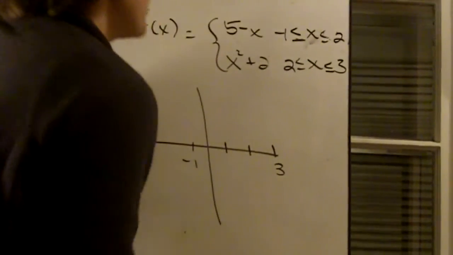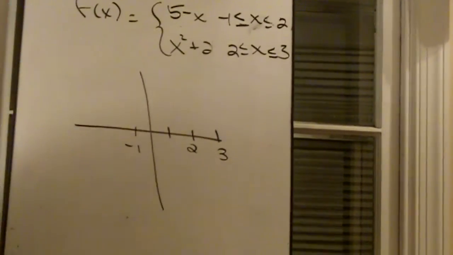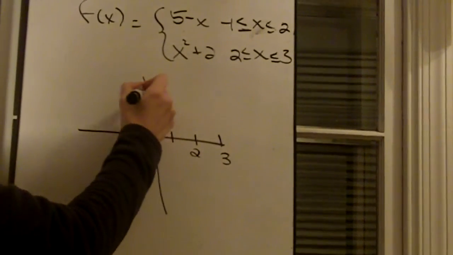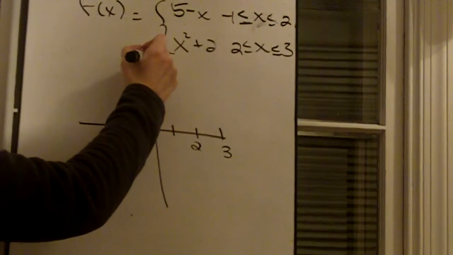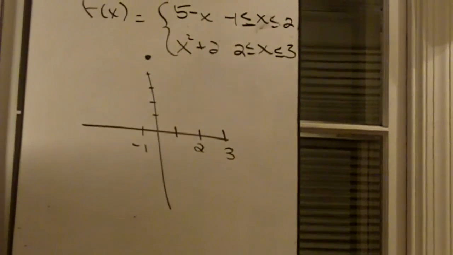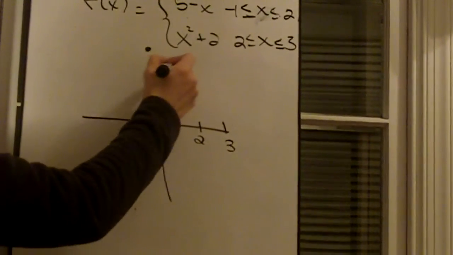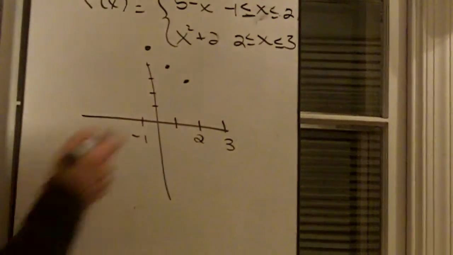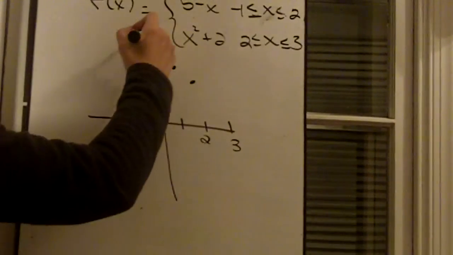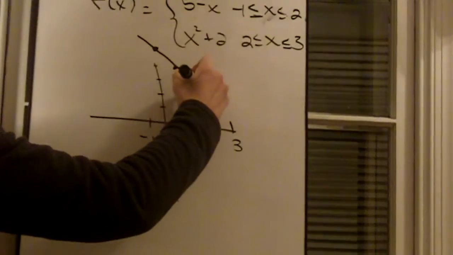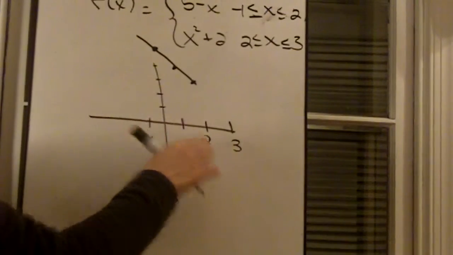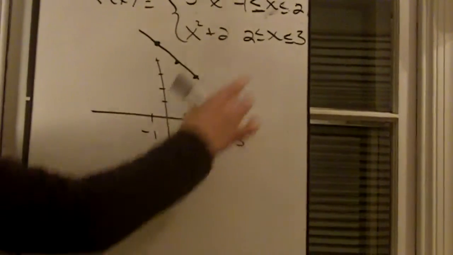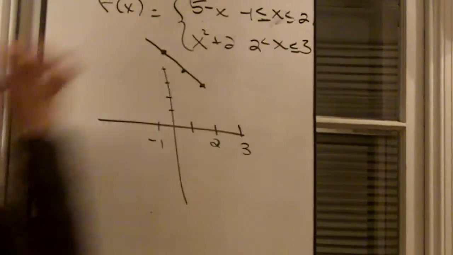And between -1 and 2, it's a line. It's a line with a y-intercept of 5 and a slope of -1. So down 1 over 1, down 1 over 1, and we can go up 1 over 1 if we want, but it's this line between -1 and 2. When you get to 2, we'll have to not include 2 in the second part.